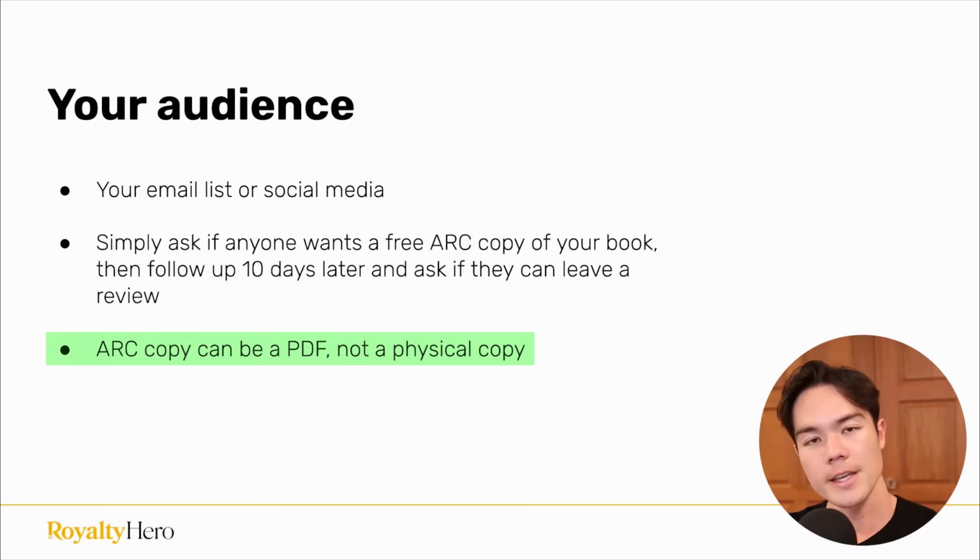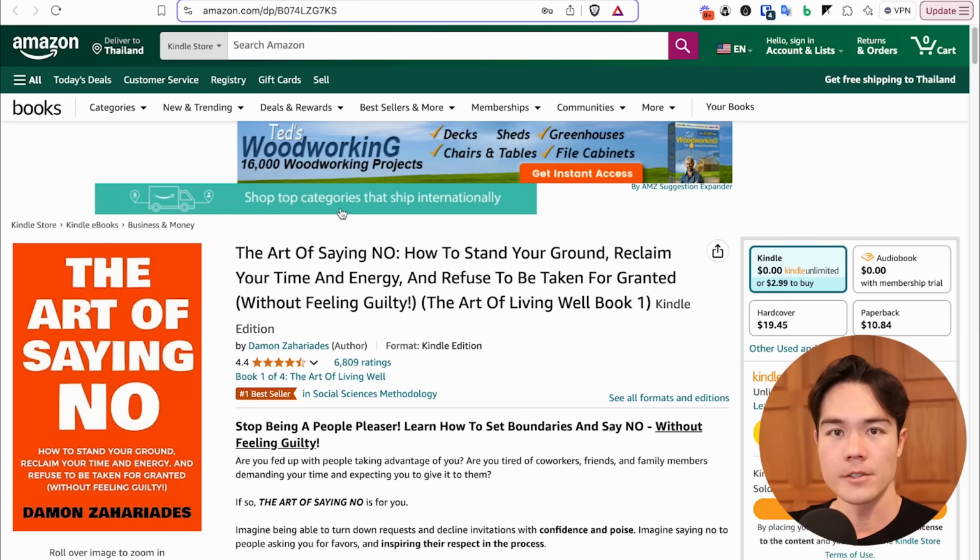If you're doing this on, let's say, Instagram, then you can make an Instagram post or Instagram stories, and it's the same process. You send people the PDF copy and you follow up for a review. If it's a Facebook group, exactly the same, make a Facebook post. If it's any other social media channel, it's the exact same process. So you guys get the point. When I say you can pass out an ARC copy, it can be a PDF, not a physical copy, so it's not going to cost you anything.